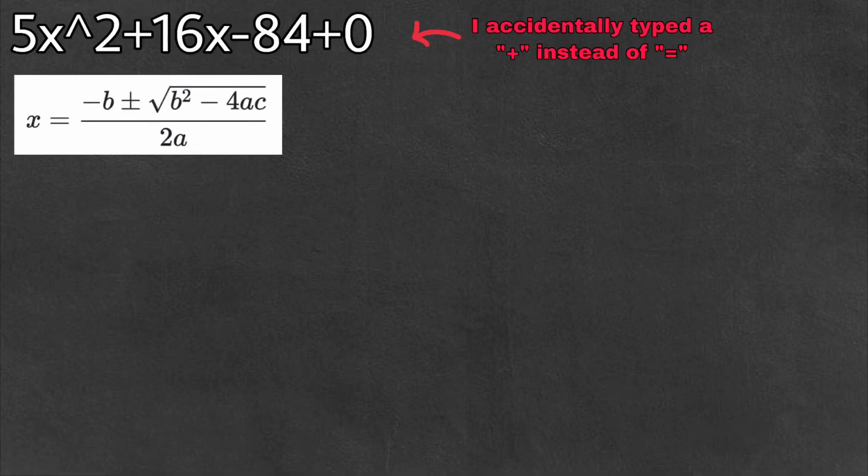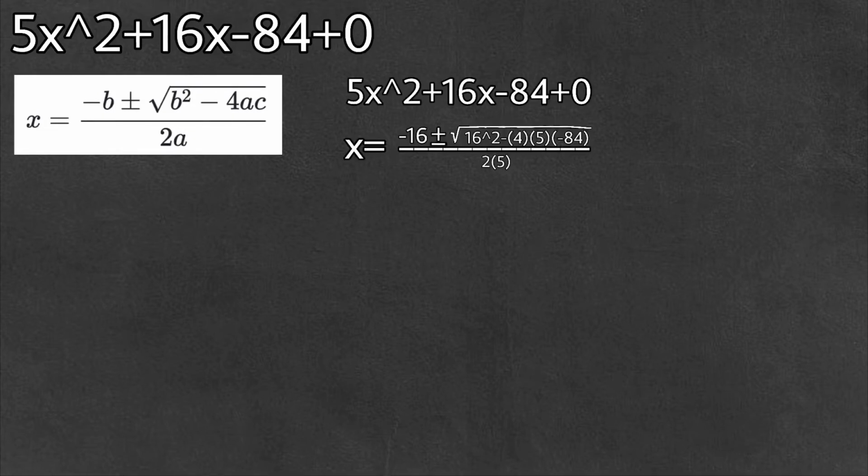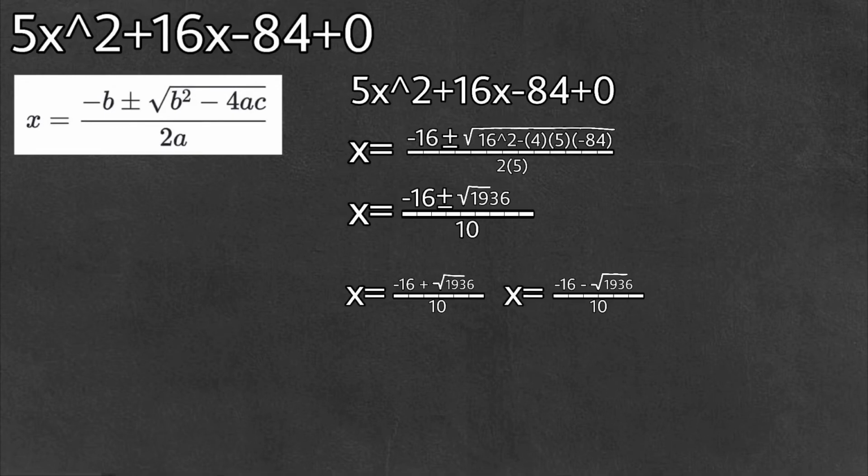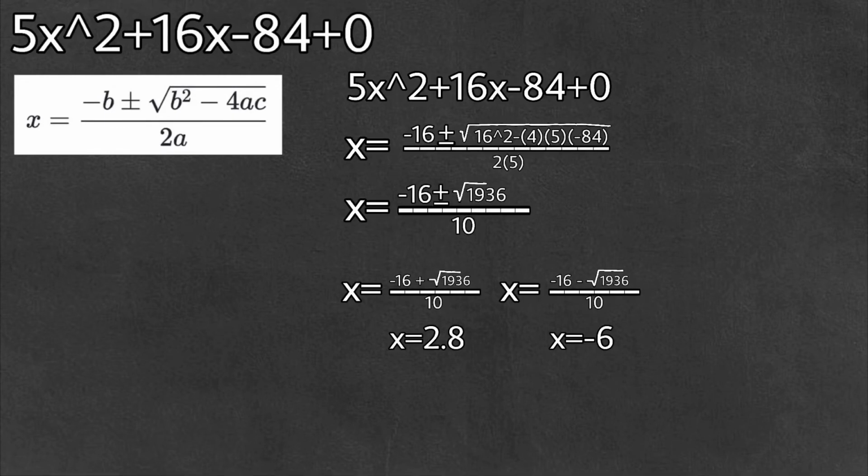As displayed, we will input our numbers into the quadratic formula. We will substitute 5 for A, 16 for B, and negative 84 for C. Once the numbers are substituted, we will now simplify. Next, we rewrite our equation into two equations, and lastly, we simplify.